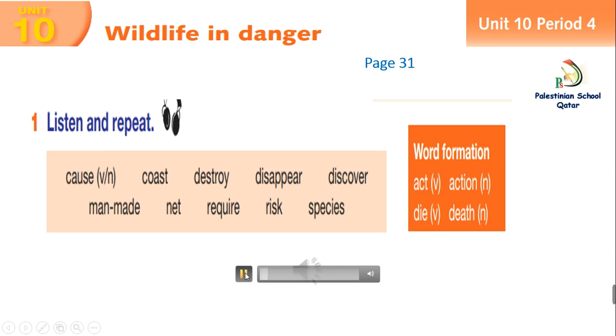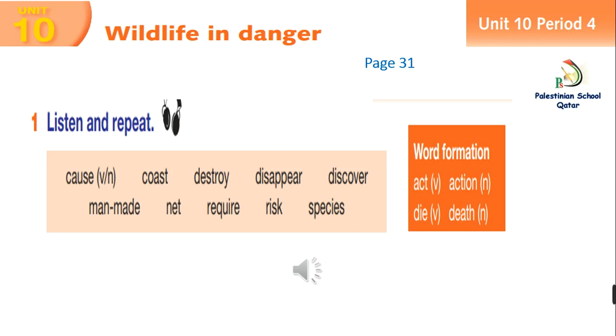Period 4. Activity 1. Cause. Coast. Destroy. Disappear. Discover. Man-made. Net. Require. Risk. Species. Word formation. Act. Action. Die. Death.